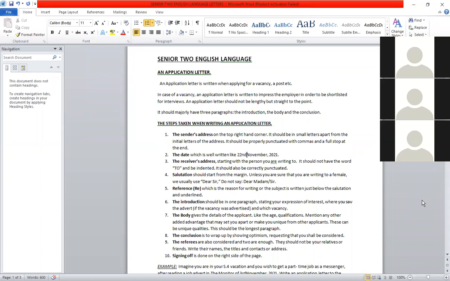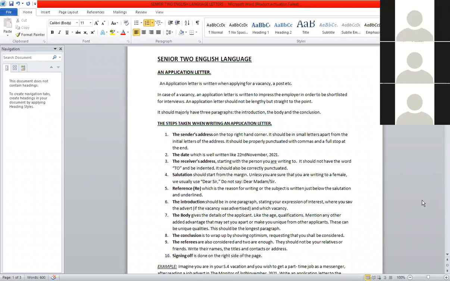You have to mention the added advantage. What are the qualities that make you unique? What makes me, as an employer, leave others out and give you a job? So these are the qualities we are looking at. We are going to look at that later. And after that, you have the conclusion.